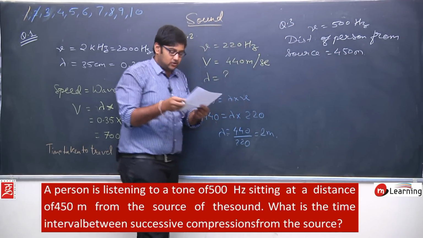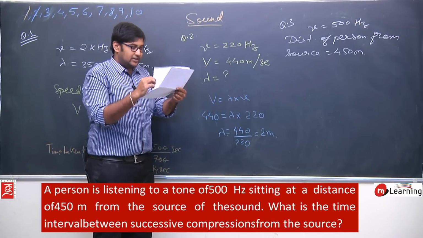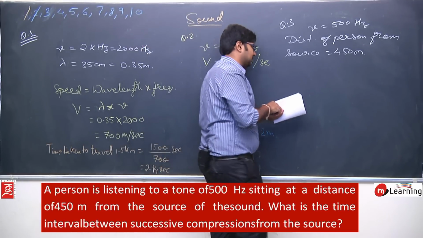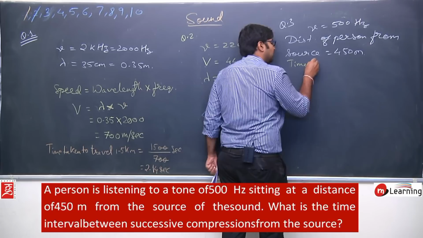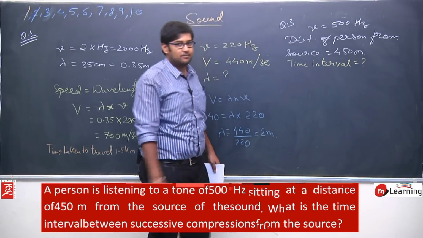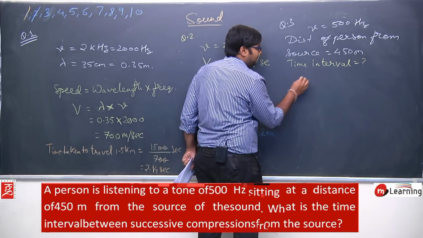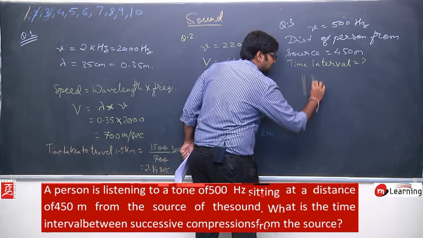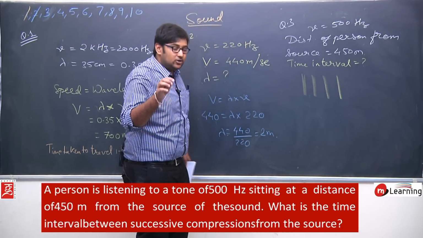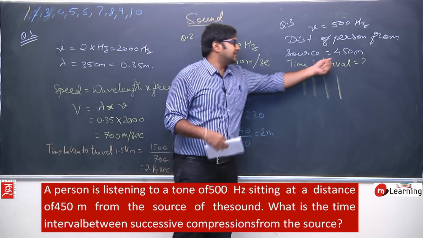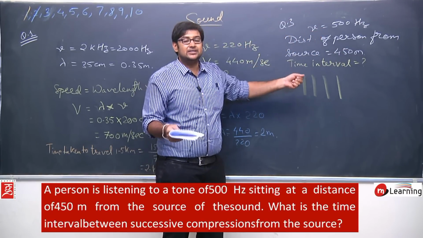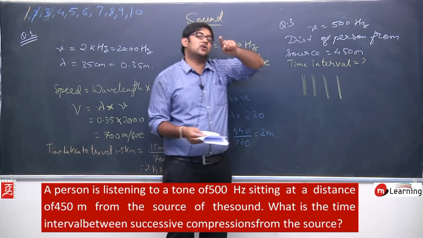Now what is our task? We need to calculate the time interval between two successive compressions. As we have seen, the sound wave travels in this format: this is the compression, then rarefaction, then compression, then rarefaction, then compression, then rarefaction. So it does not matter whether this person is sitting at 450 meters or 4500 meters or any distance; the distance of the person from the source is not going to matter.